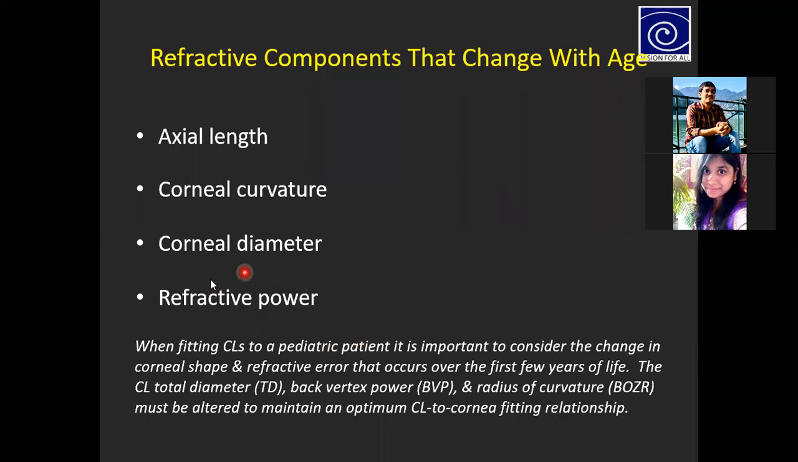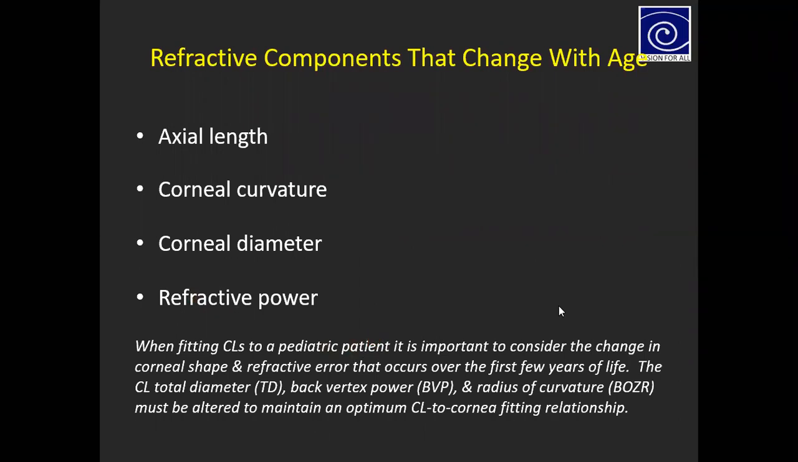And refractive power, we all know that children are hyperopic at the time of birth, and this is very understandable because the axial length is very small in children, so that is one thing that contributes to the hyperopic error. And as the age progresses, this hyperopic number shifts towards emmetropization.